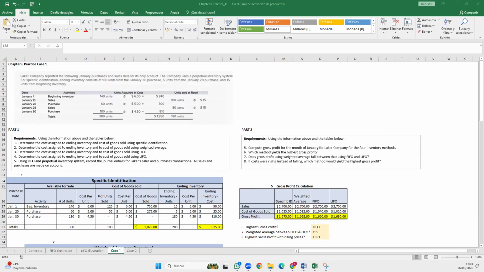Yeah, last in, first out. Okay, but here, specific identification. So one more time, we got available for sale.